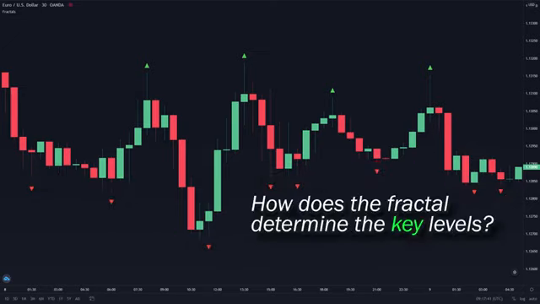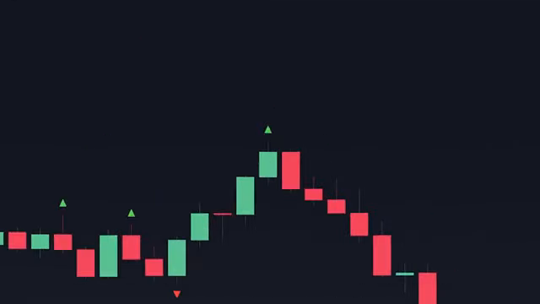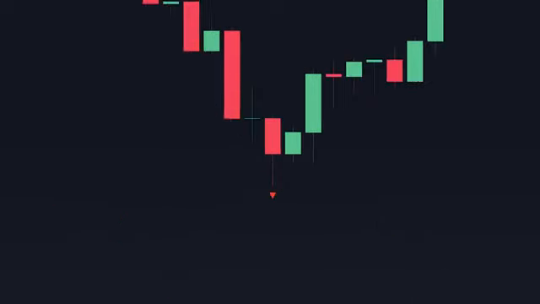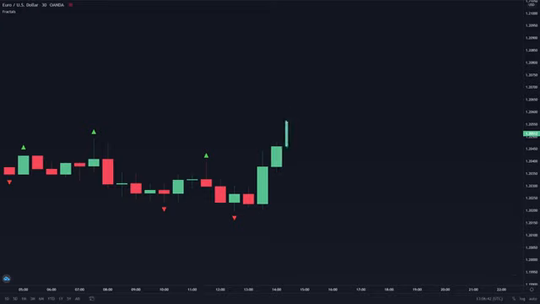So how does the fractal determine the key levels? Basically, a top fractal will appear if the other 4 candles on the sides don't overlap the highs of the middle candle. And a bottom fractal will appear if the other 4 candles on the sides don't overlap the lows of the middle candle. So that is why if you look at the price in real time, a fractal will only appear behind 2 candles after they were closed.